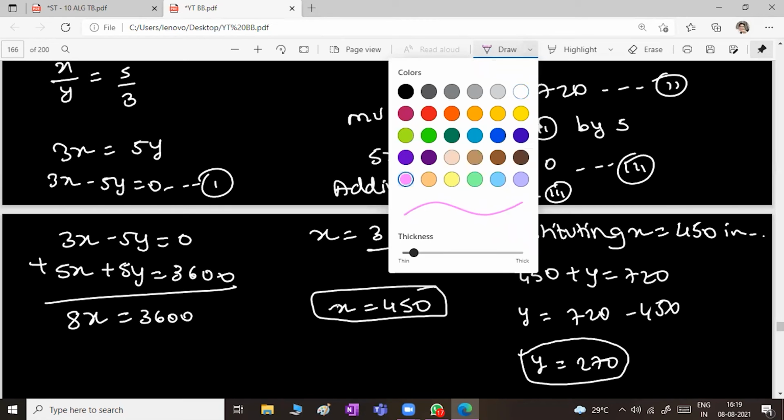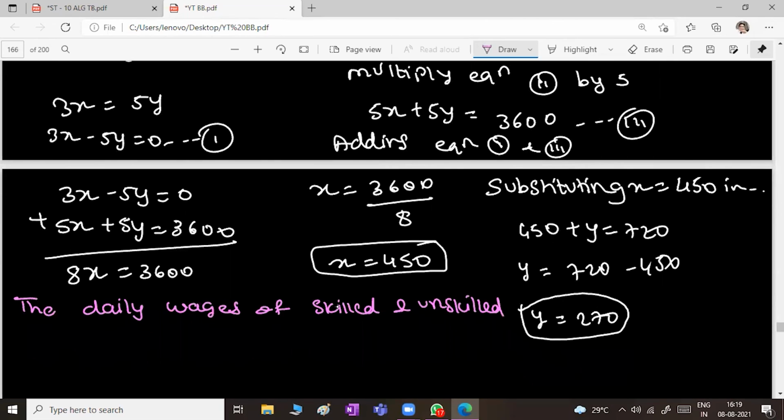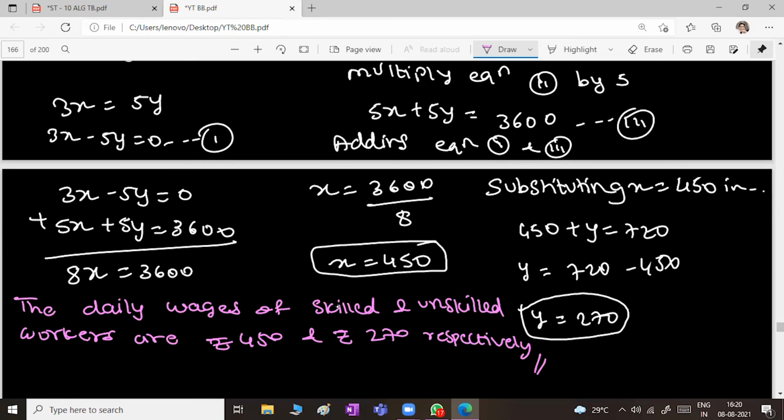Final answer. The daily wages of skilled and unskilled workers are rupees 450 and rupees 270 respectively. ठीक है? Done.